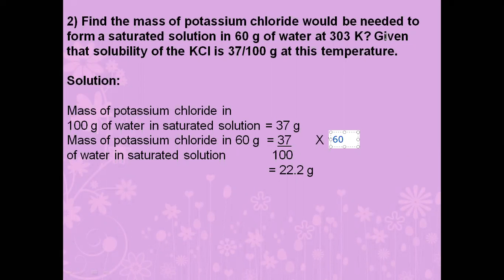The same formula we have used. Solubility of the solute equal to mass of the solute divided by mass of the solvent into 100. So solubility of the solute equal to 37, equal to mass of the solute, which we don't know, divided by mass of the solvent, 60, into 100.